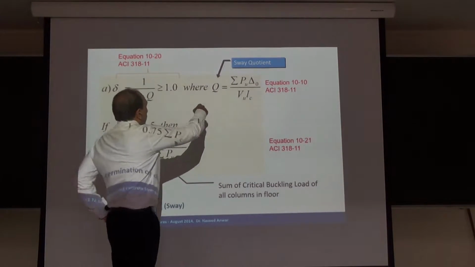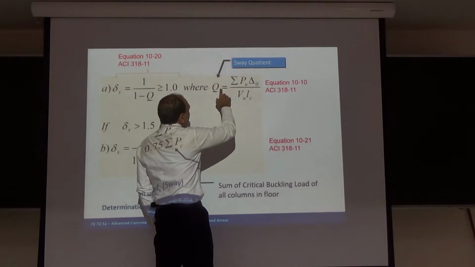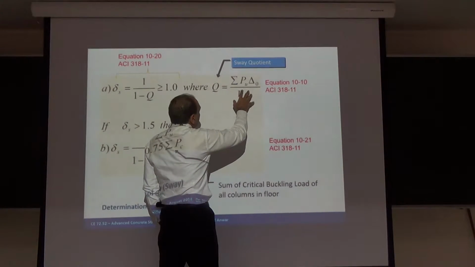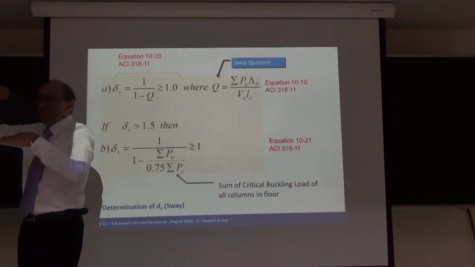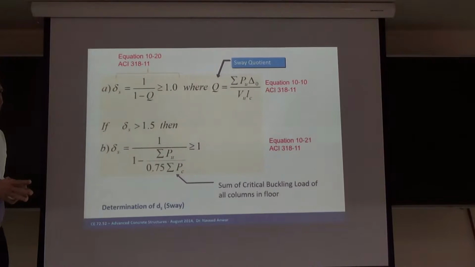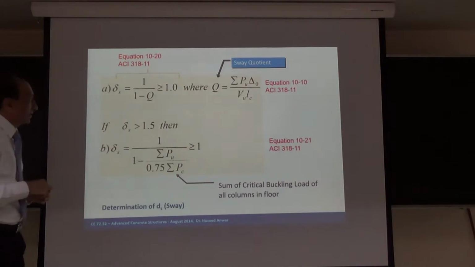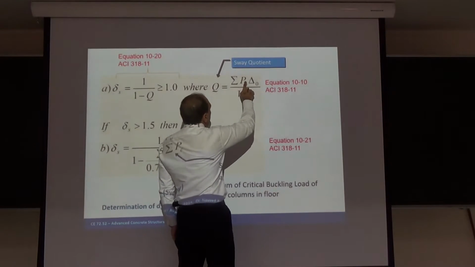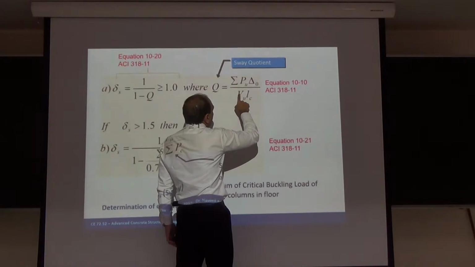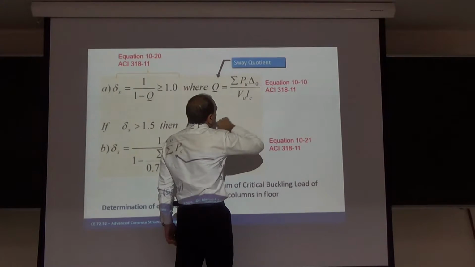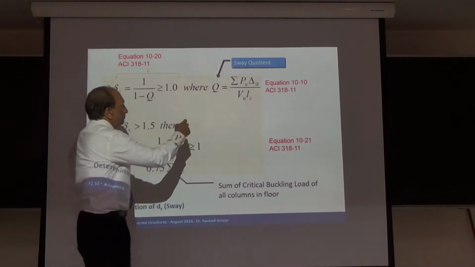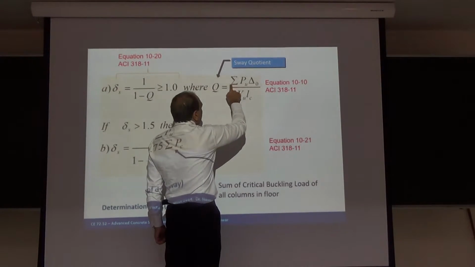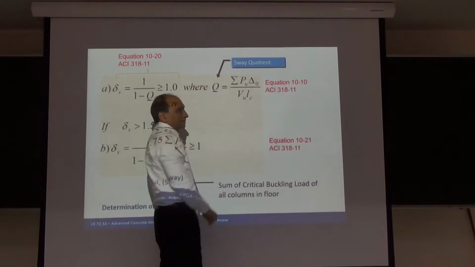This quotient, the sway quotient, basically is trying to estimate the level of the relative displacement in the column to calculate the capital delta effect. And you can see here PU, delta naught, VU, LC. And the problem is this guy, sigma.